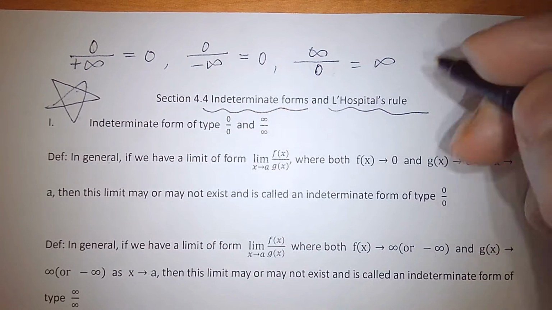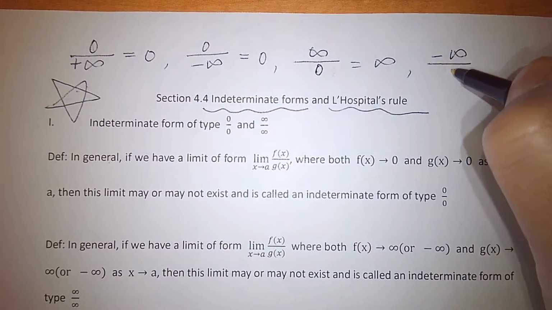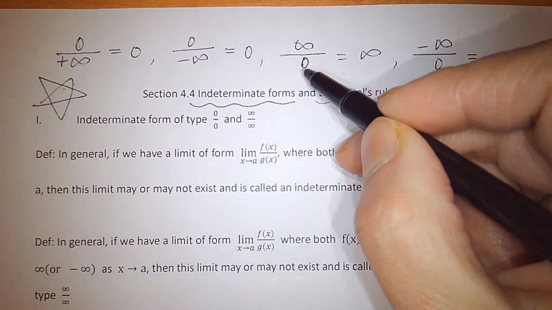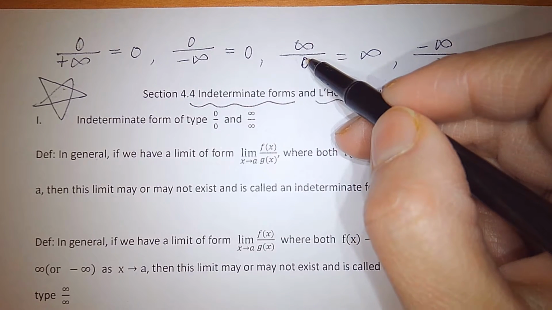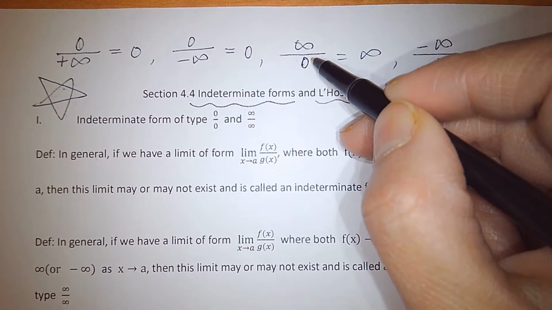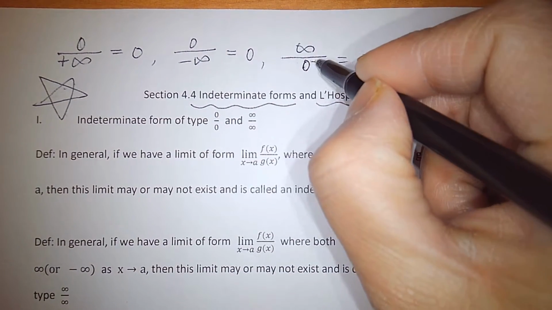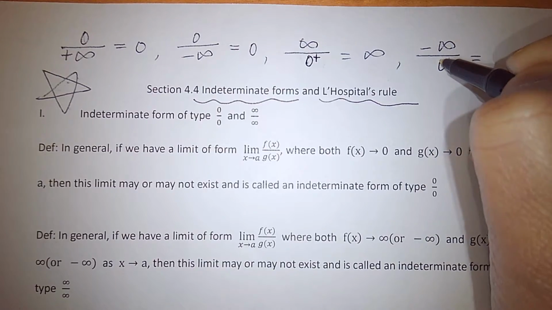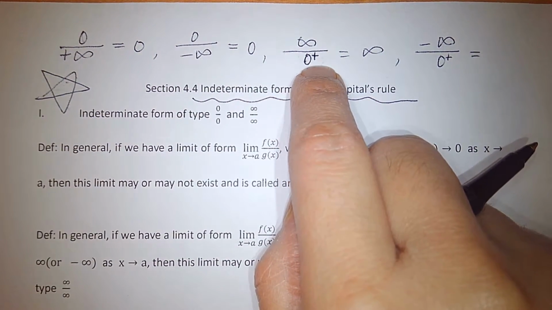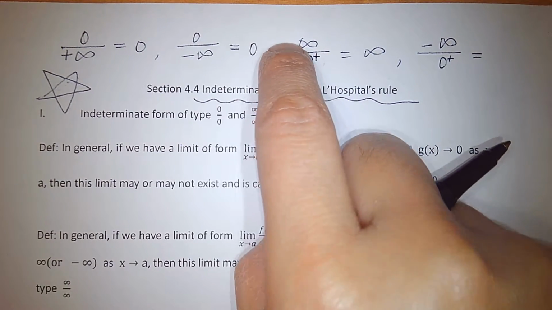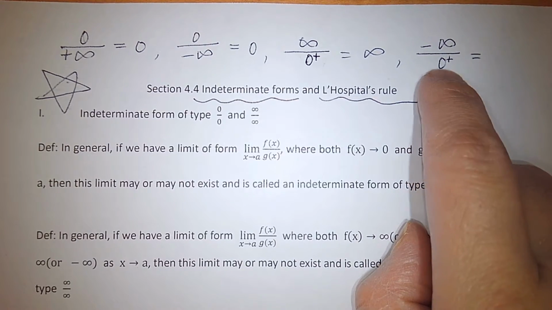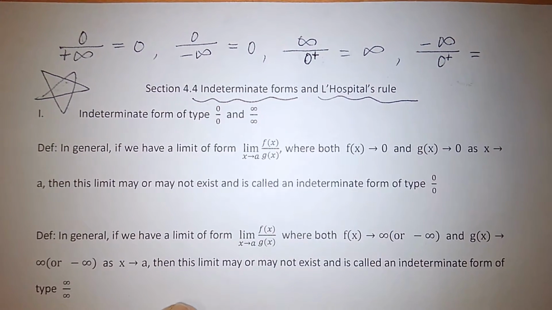How about negative infinity divided by 0? Well, here we assume this 0 is not a negative. So it depends on this here. Let me put it this way. It is 0, but it is on the positive side. Because this is positive, negative infinity divided by a positive 0 gives us negative infinity.